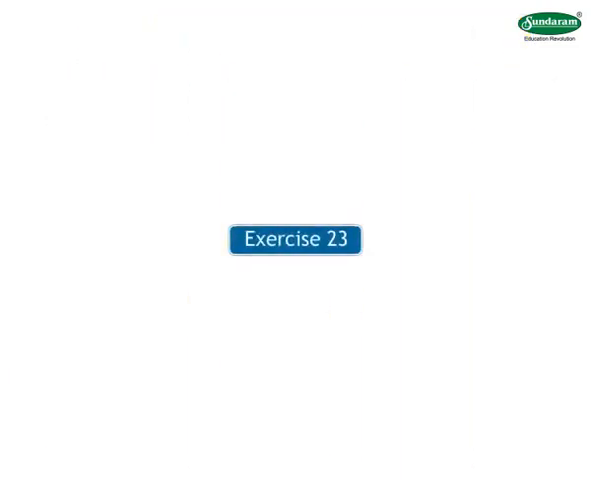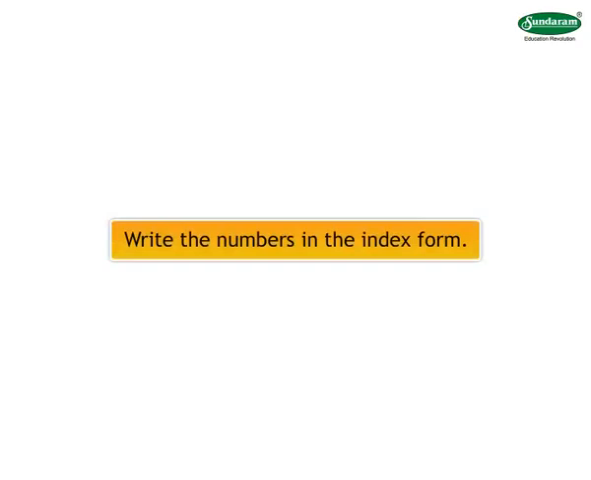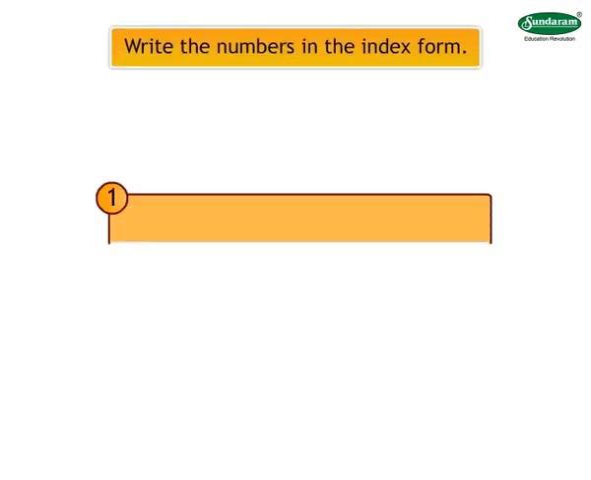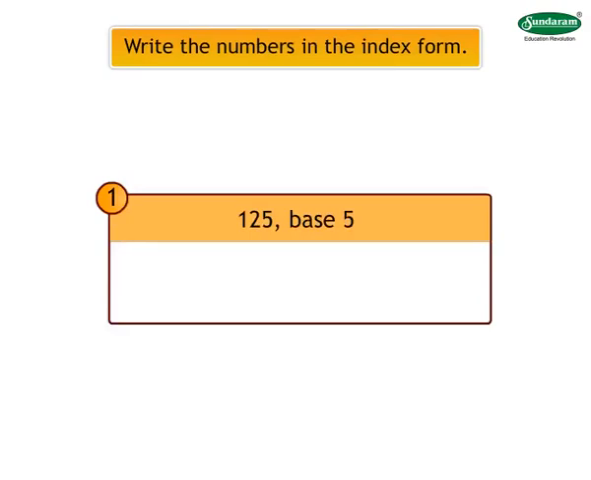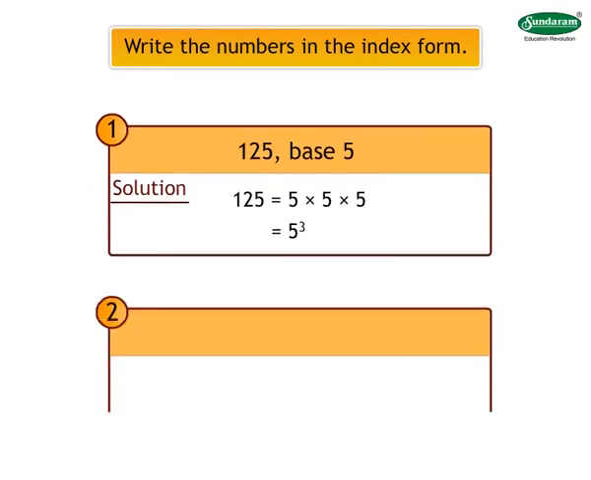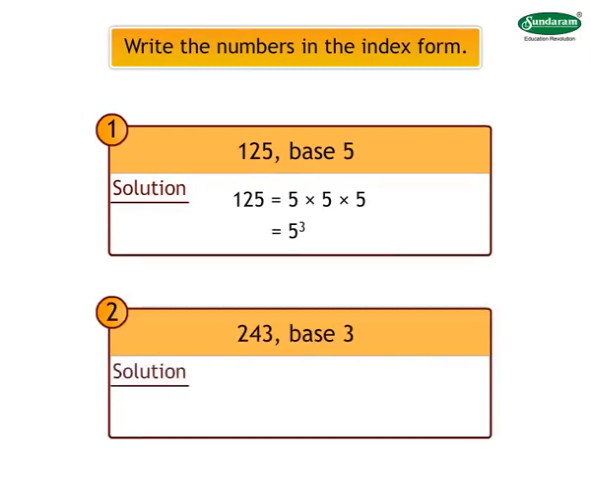Let us solve exercise 23. Write the numbers in the index form. Number 1. 125. Base 5. Solution. 125 equals 5 into 5 into 5 equals 5 raised to 3. Number 2. 243. Base 3. Solution. 243 equals 3 into 3 into 3 into 3 into 3 equals 3 raised to 5.